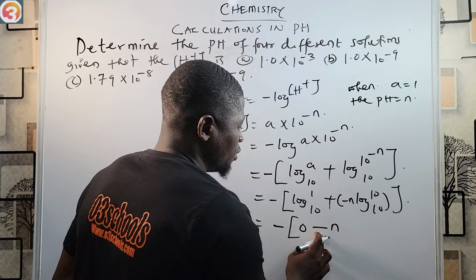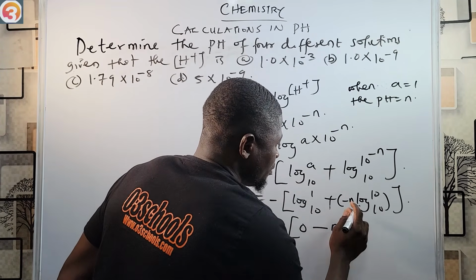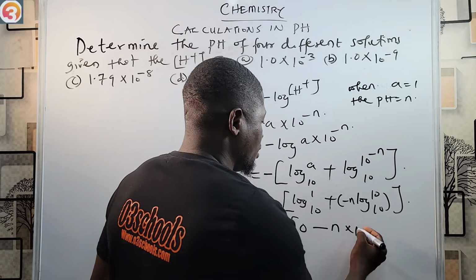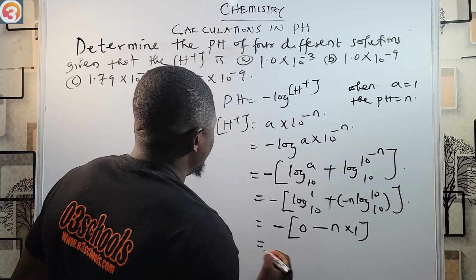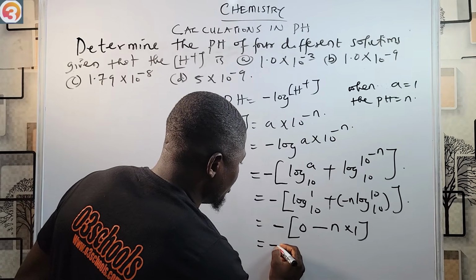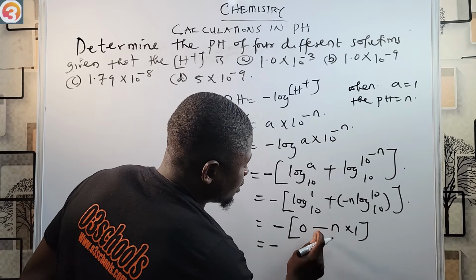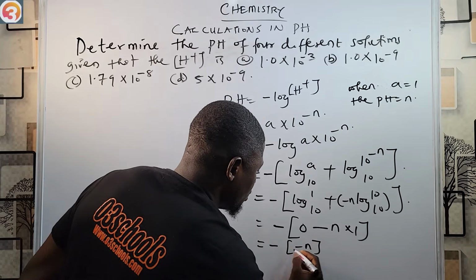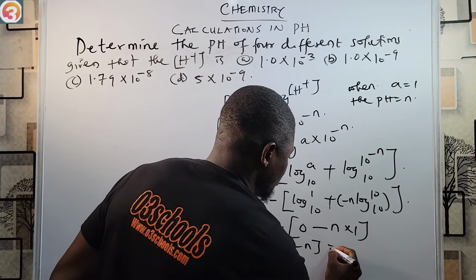So I have 0 minus n, then log 10 base 10 is 1, so n times 1. All right, so I'm going to have minus 0 times 0 minus anything here is going to be 0. So it's minus n. And minus times minus is plus, which is equal to n.